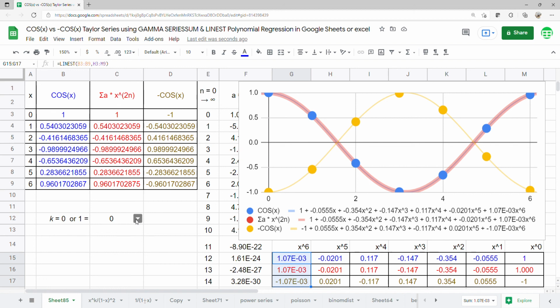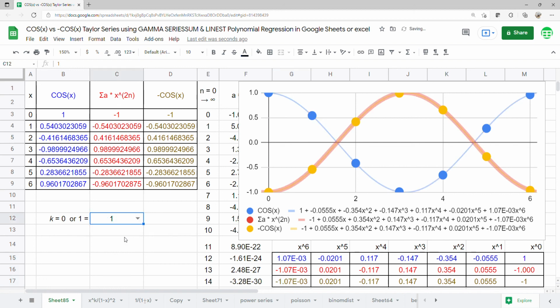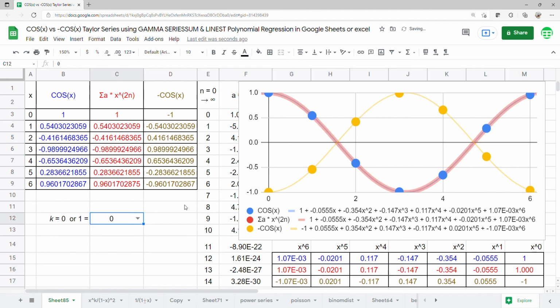If I change this to 1, now it is negative cosine. These values are exactly the same. That's for negative cosine. If it is 0, then it is cosine. These values are the same, and their data sets are also, well, this approximates cosine. This completes the use of SERIESSUM, LINEST in the polynomial regression, and the gamma function to show the trend line and of the Taylor polynomials for cosine and negative cosine.